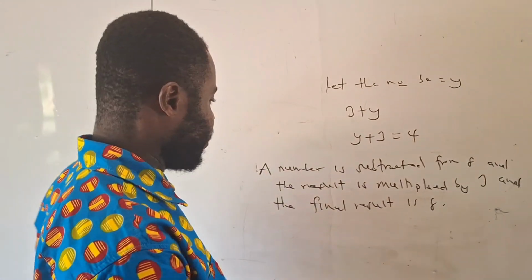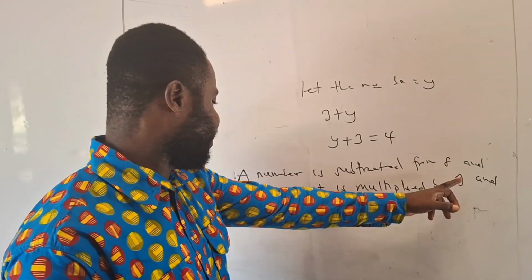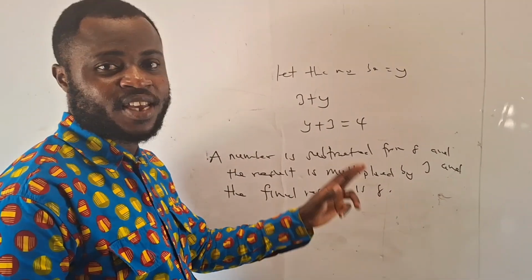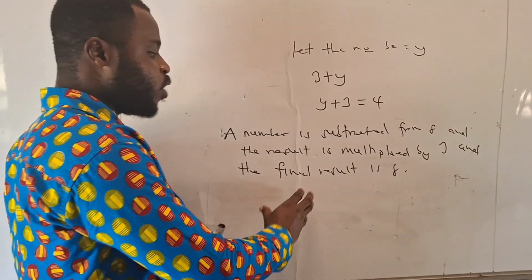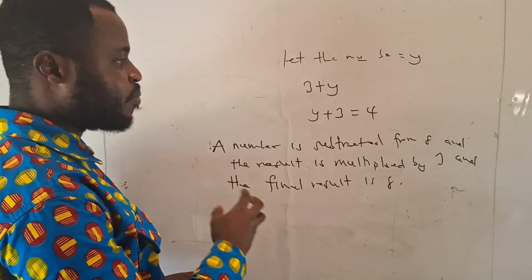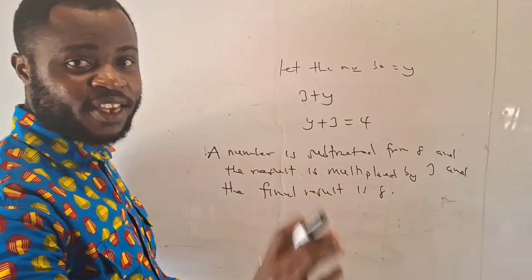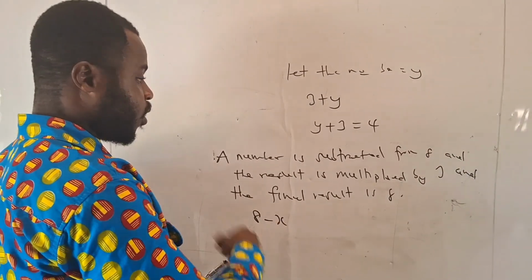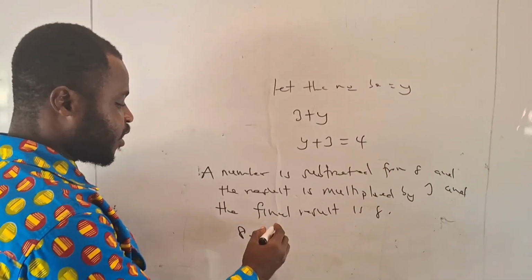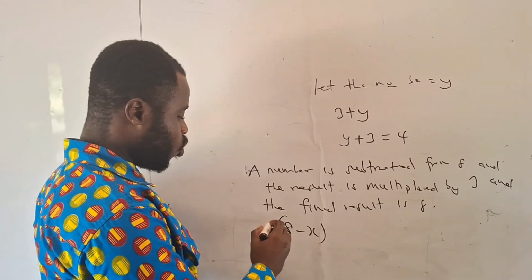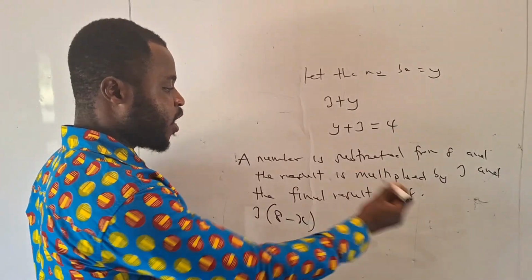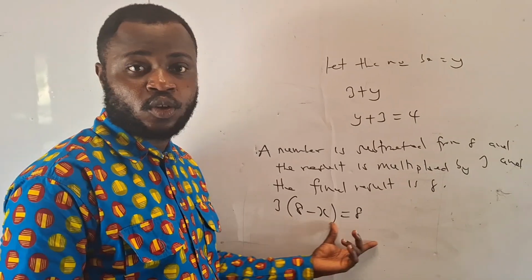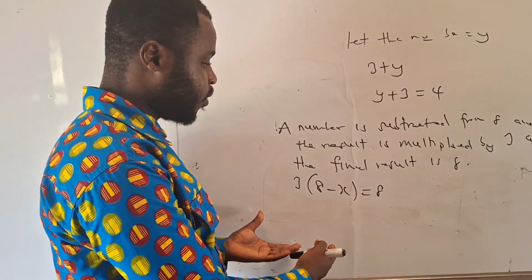They said find the number. So you see that a number is subtracted from 8, and the result is multiplied by 3, and the final result is 8. You bring the equal sign where you see the final result. So a number is subtracted from 8, so it will be 8 minus x. A number is subtracted from 8, and the result is multiplied by 3. So you multiply it by 3, and the final result is 8. Find the number. So you just solve this equation using the normal equation terms to get your answer.